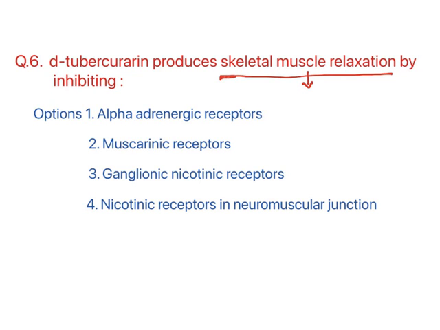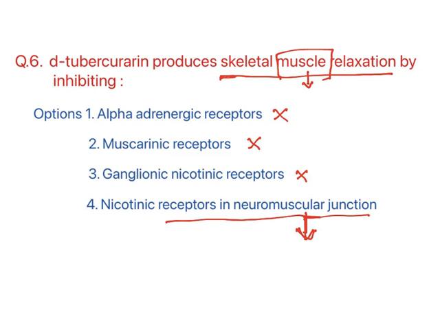That means it is blocking skeletal muscle receptors. Alpha-adrenergic receptors? No. Muscarinic receptors? No. Ganglionic nicotinic receptors? No. Nicotinic receptors in the neuromuscular junction. See, the question itself says it is a muscle relaxant, so the receptors present at the muscle are being blocked.